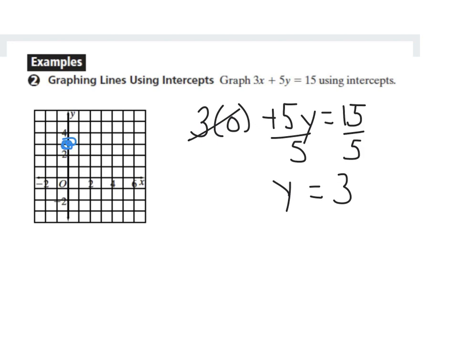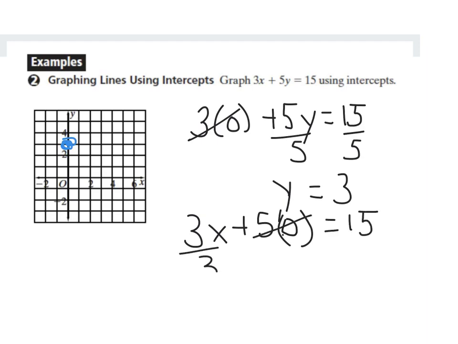And then we're going to do the same thing with substituting in 0 for y. So we have 3x plus 5 times 0, which is 0, equals 15. And again, that's gone. So if we divide both sides by 3, we now have x equals 5. So our x-intercept is 5. So we can plot that point right there on the x-axis. See how great that is?